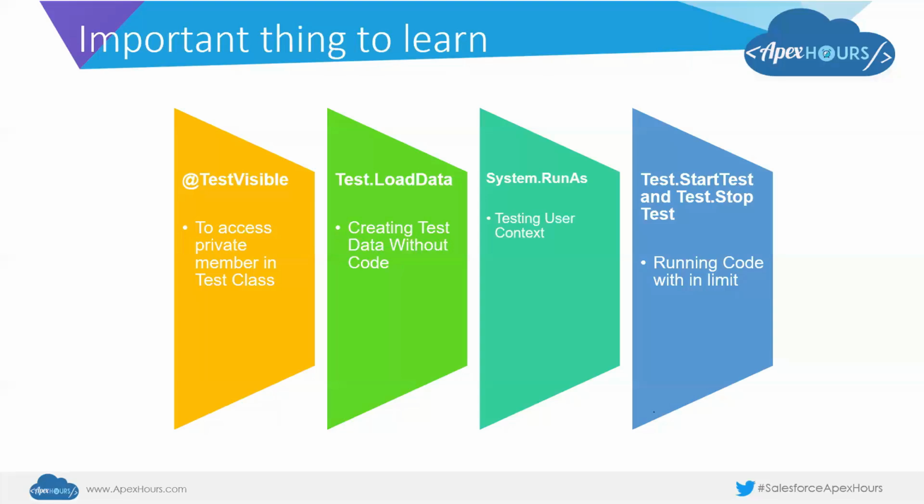And then there is one important one, that is System.runAs. System.runAs is used to test the user permission. For example, you have set up multiple profiles, you have got multiple users, and some users have access to particular fields, or some users have access to particular records. To test all those inside your code, you need to use System.runAs. And then we already talked about Test.startTest and stopTest.